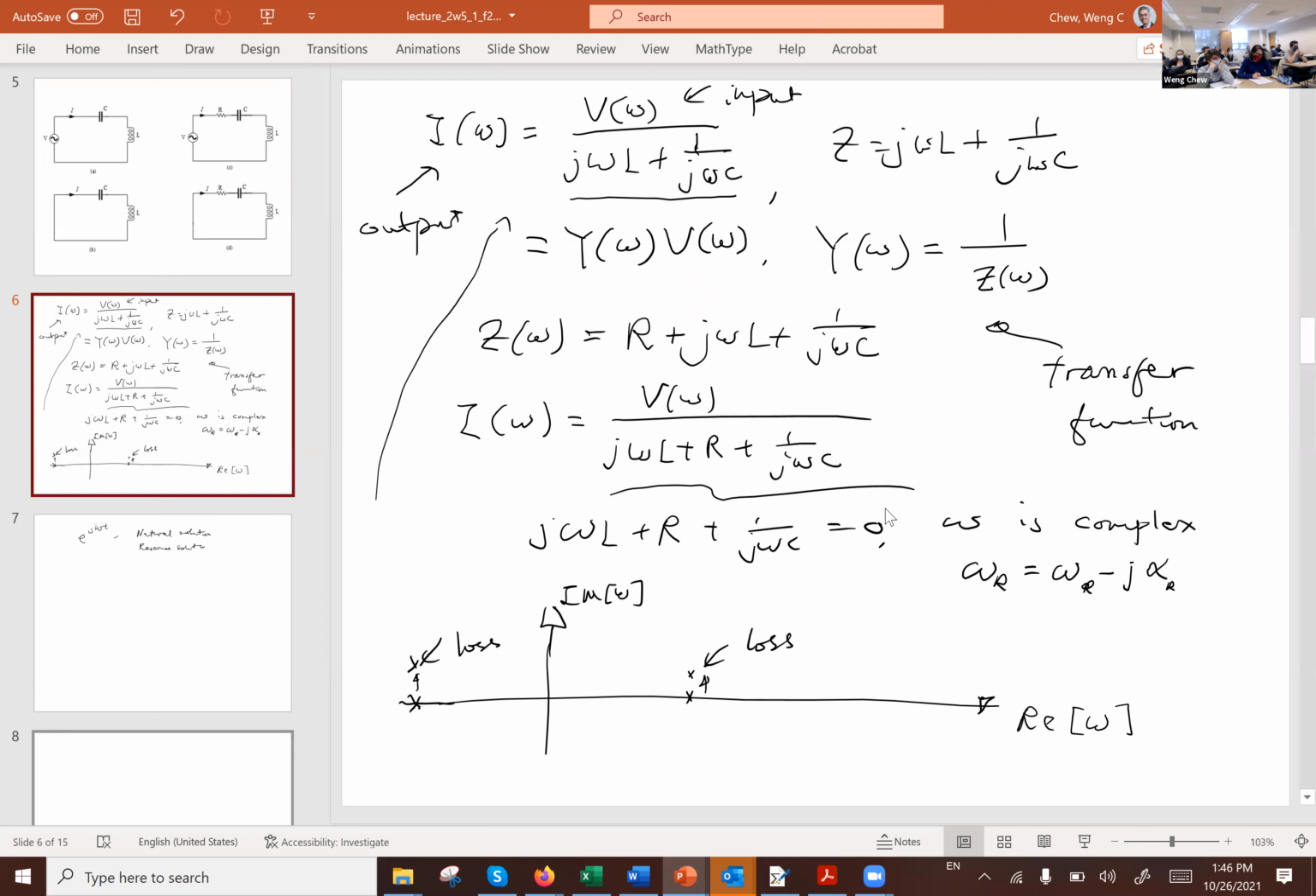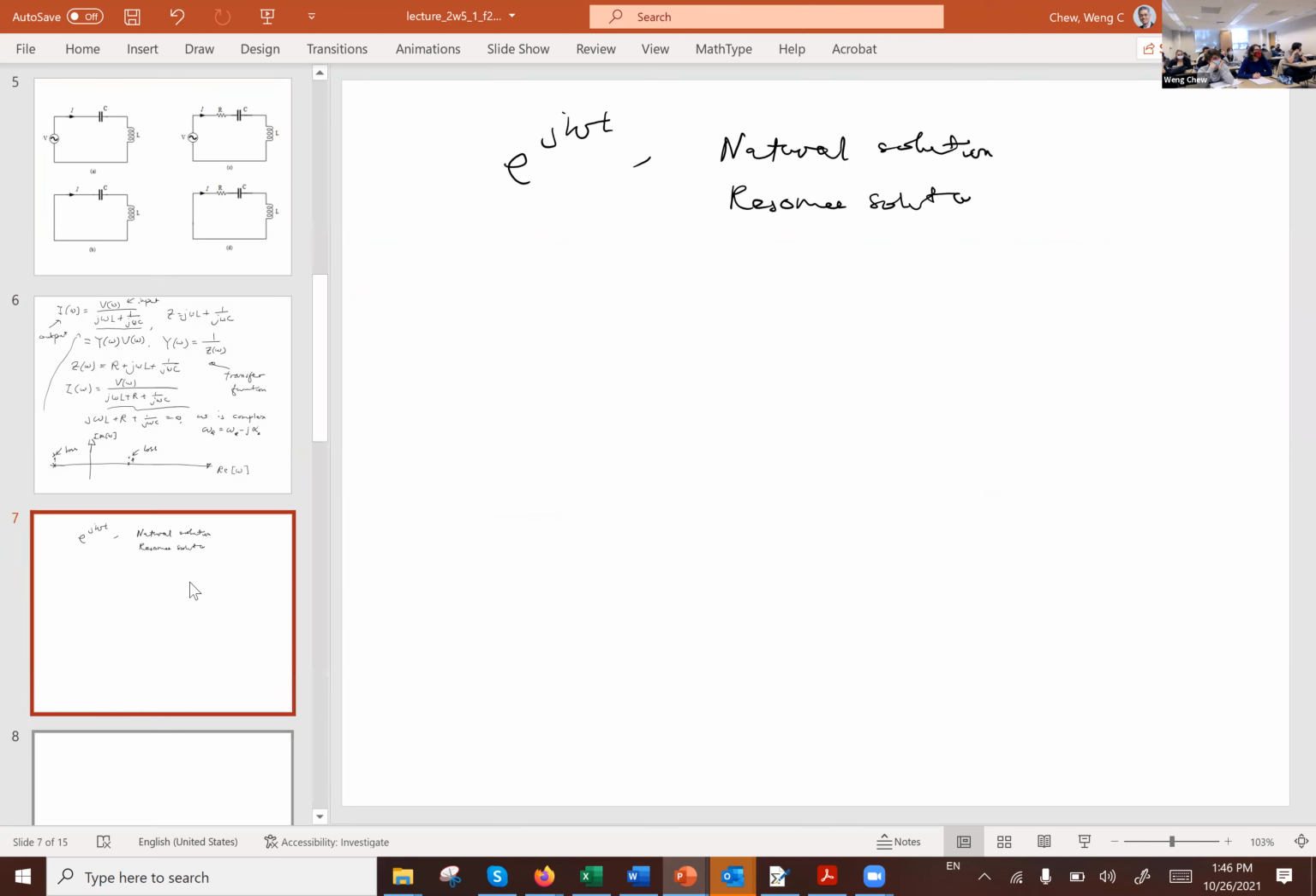Okay, it will make this go to 0. So it is possible to get a natural solution even when you have a lossy system. The difference is that omega now would be one that has a complex value. So omega might be one with a real part plus an imaginary part, for instance, something like that.